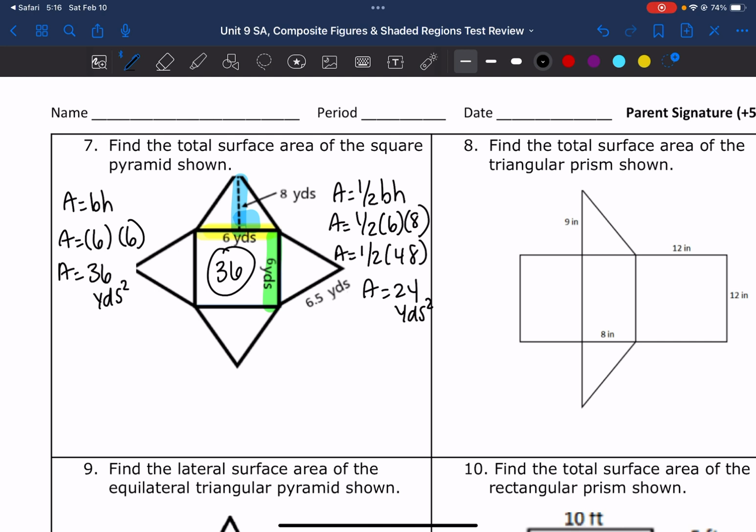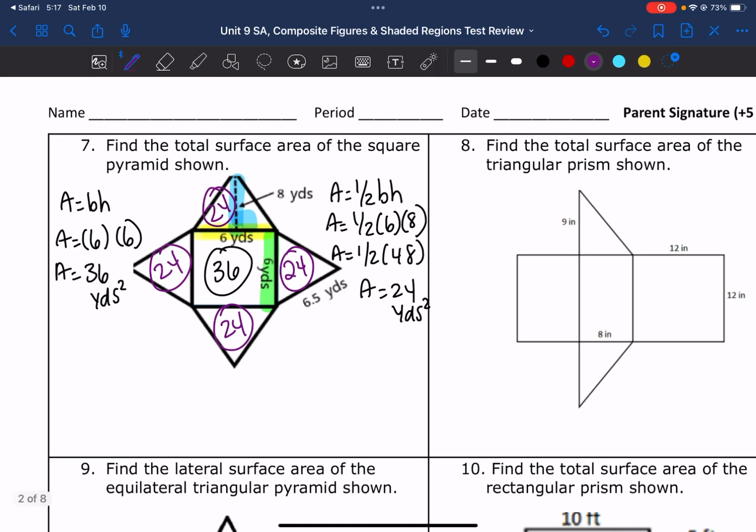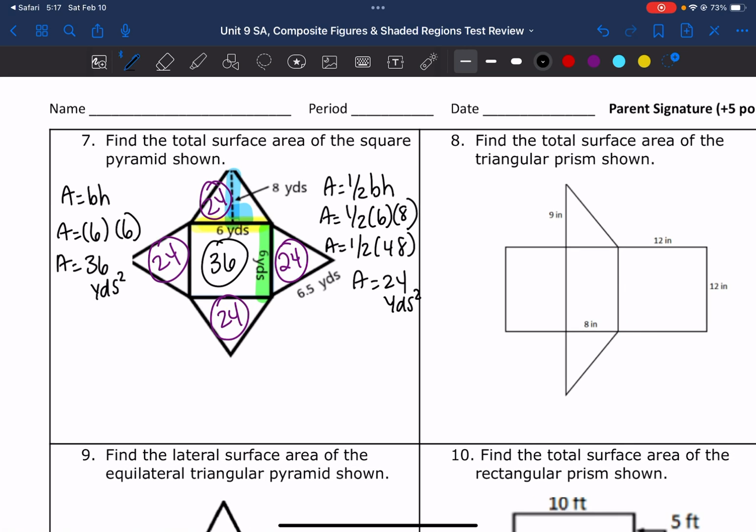What that means for us is that this triangle is 24, this triangle is 24, and this triangle is 24, okay? So you can do this one of two ways. You can either add up every single area, 36 plus 24 plus 24 plus 24 plus 24, or you can take 24 times 4 and then add whatever you get there to 36, okay? And you would get your final answer.